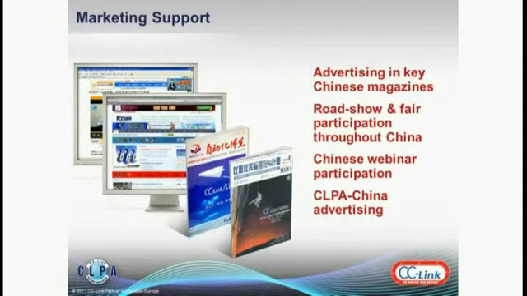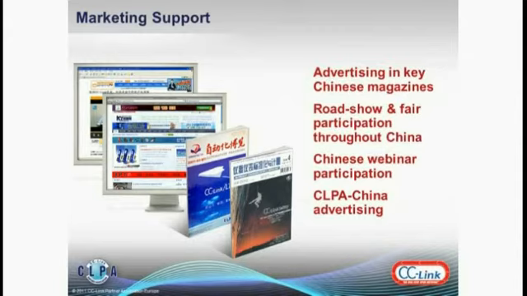So that covers the development benefits we're offering. For companies who sign up for the program, we are also offering marketing support to get the product off the ground in the Chinese market. And this splits down into these four categories here. Basically, it divides into print media advertising, roadshow and fair participation, webinar participation, and also advertising that CLPA China does itself through its own publications.